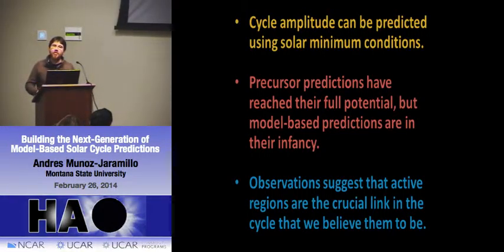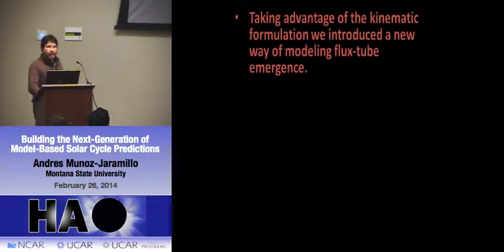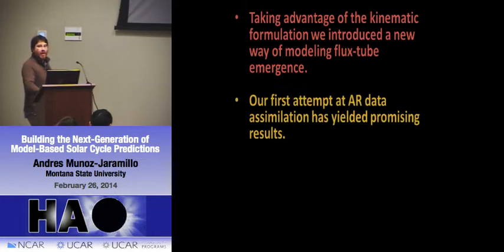Okay, so when we want to make long-term predictions, our task is to try to guess as best as we can the overall properties of active regions during an upcoming cycle, tilts and flux. Now, taking advantage of a kinematic formulation, we have introduced a new way of modeling flux tube emergence that captures the best of very detailed simulations of flux emergence, like thin flux tube simulations and so on and so forth. But we can use it to assimilate observations and drive a kinematic model using those, right? So I think that the model has a lot of promise.